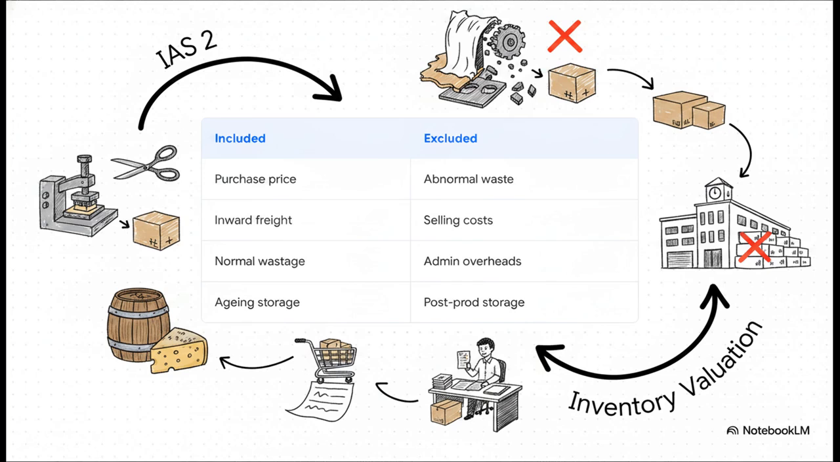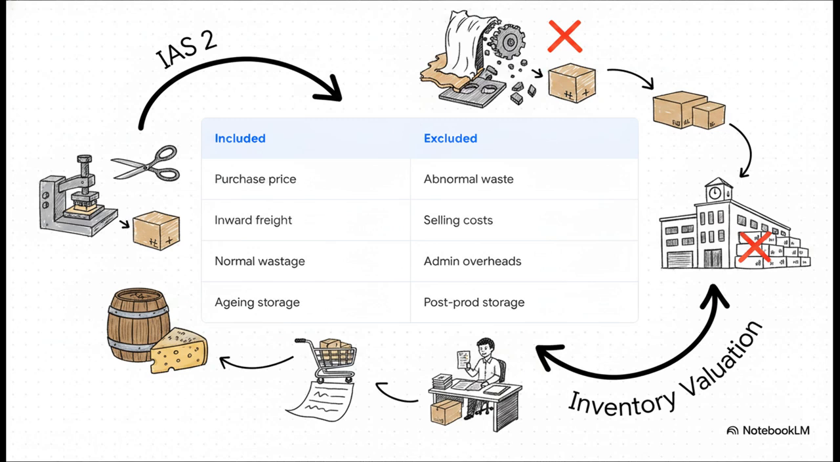It's super important to understand the strict distinction between what gets capitalized into your asset and what gets expensed right away. Normal production wastage, like the expected scrap you get from cutting fabric or stamping metal, gets absorbed into the cost of your good units. But abnormal wastage, say machine malfunctions completely ruin an entire batch of raw material, must be immediately expensed to the profit and loss statement so it doesn't inflate your asset value.